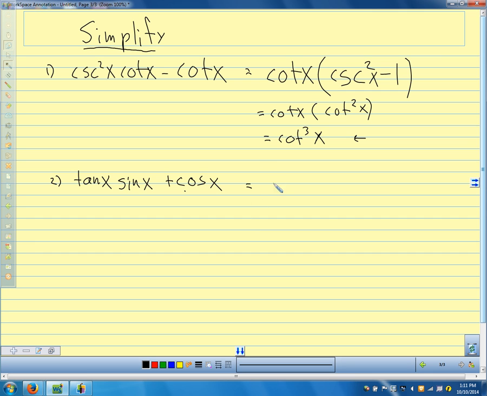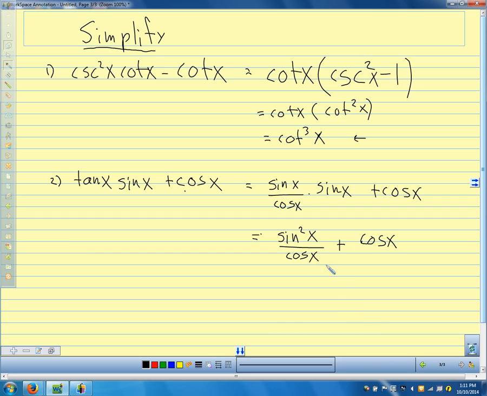So this equals sine x over cosine x times sine x plus cosine x. And now I can multiply here. This equals sine squared x over cosine x plus cosine x.